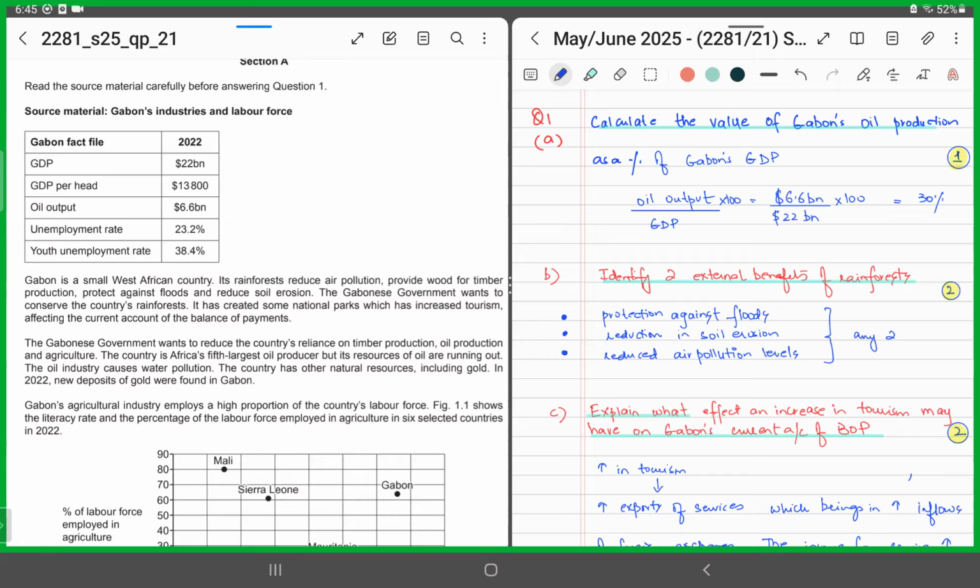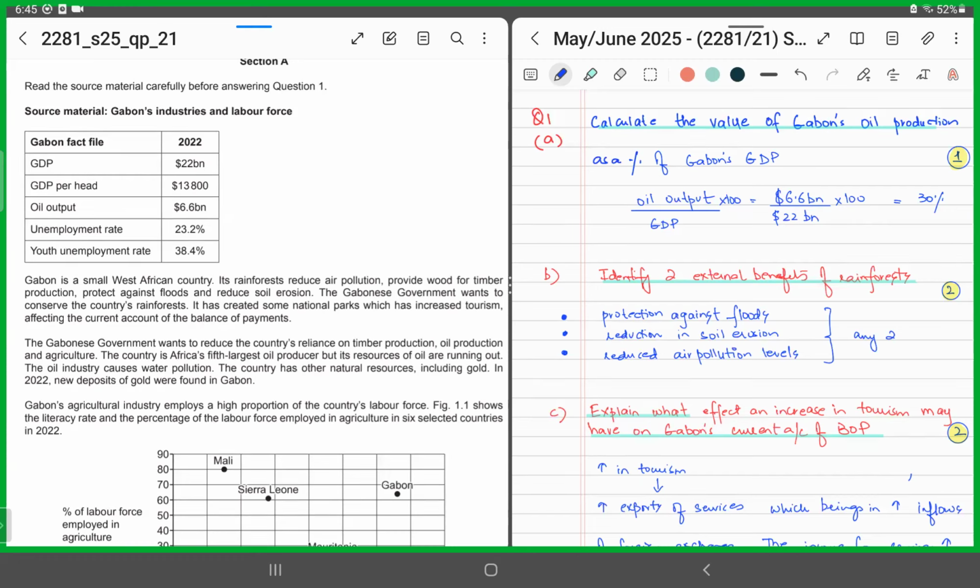The Gabonese government wants to reduce the country's reliance on timber production, oil production, and agriculture. So now what the government is intending to do is reduce its dependency on the primary sector, right? Oil production, timber, and agriculture. It wants to maybe depend more on the services of the tertiary sector for contribution towards the GDP.